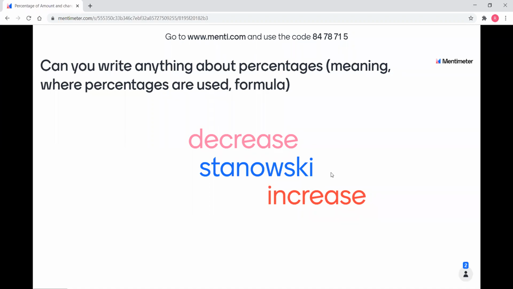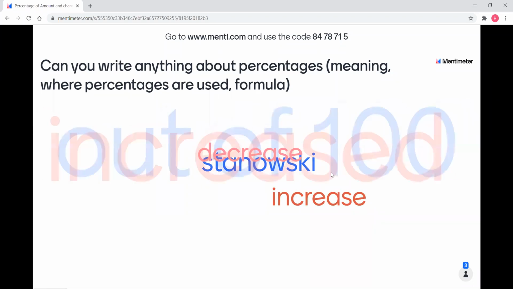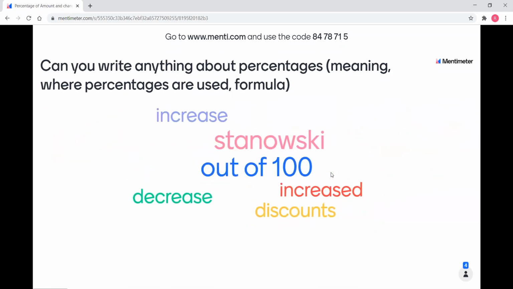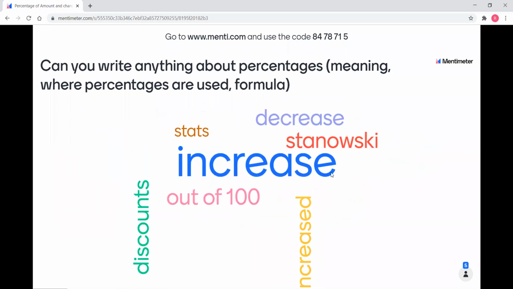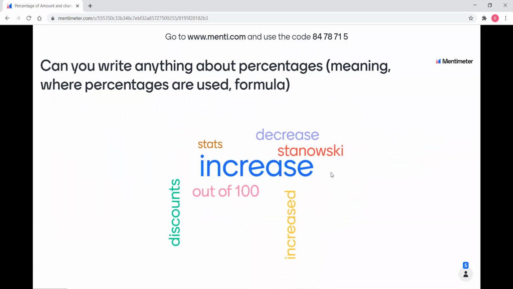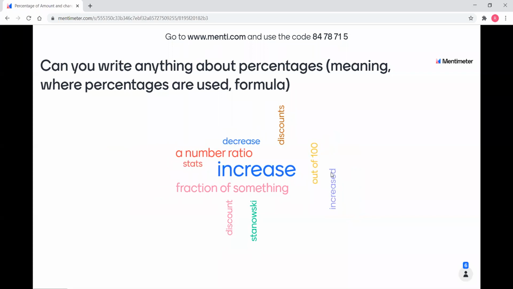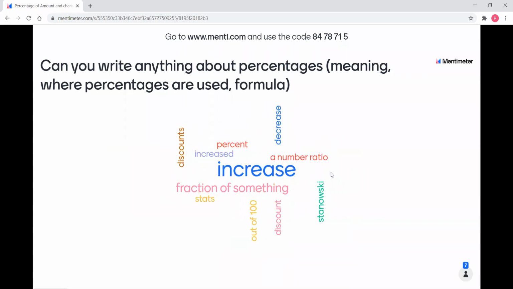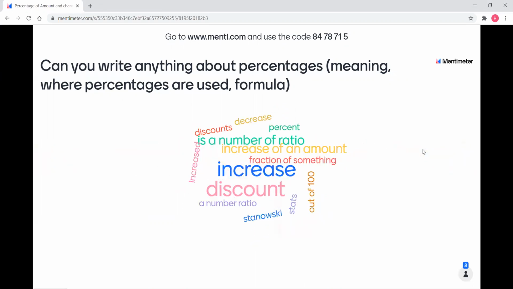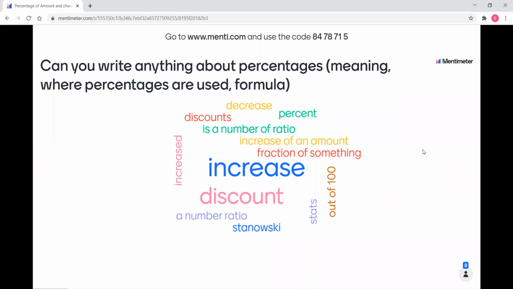How about nowadays, you know, we have COVID. Are they using percentage with that? So do some report. Yeah, thank you, discount. We have out of 100, well done. Stats, yeah, thank you. Discount. Yeah. A number, ratio. Thank you very much. Percent is a number or ratio. Thank you.